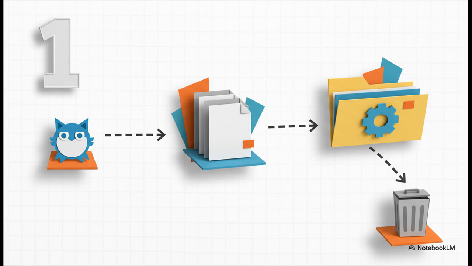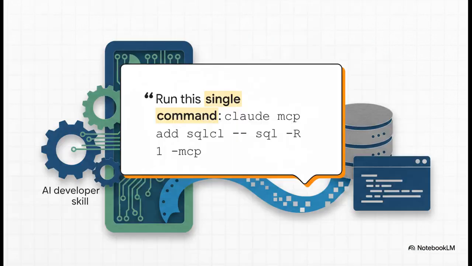Okay, step one. This is all about just getting the skill's files where they need to go. So pop open your terminal in whatever project directory you're working in. First, we'll use git clone to pull down the repository from GitHub. Next, we'll create that special .claude/skills directory. That's where Claude automatically looks for these things. Then we copy the skill right into that folder, and finally, we just delete the original clone folder to keep things tidy. Easy peasy. Step two.